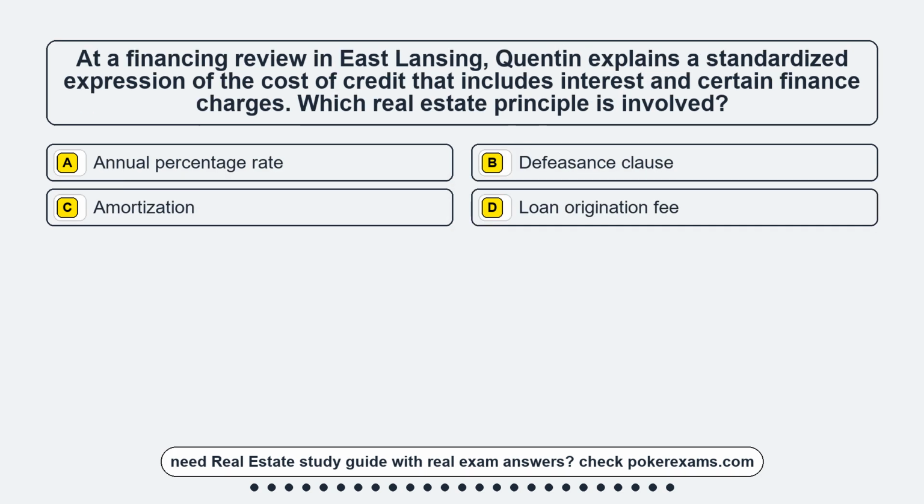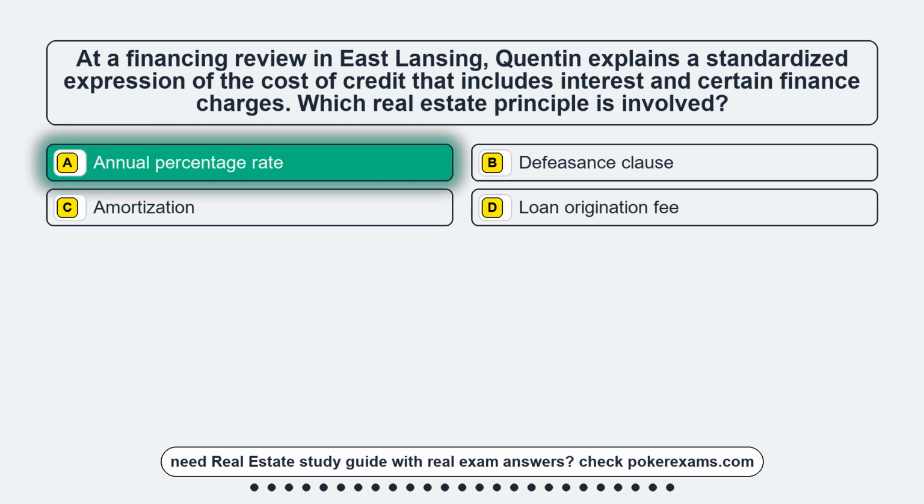Question 13. At a financing review in East Lansing, Quinton explains a standardized expression of the cost of credit that includes interest and certain finance charges. Which real estate principle is involved? Option A, annual percentage rate. Option B, defeasance clause. Option C, amortization. Option D, loan origination fee. The correct answer is option A, annual percentage rate.